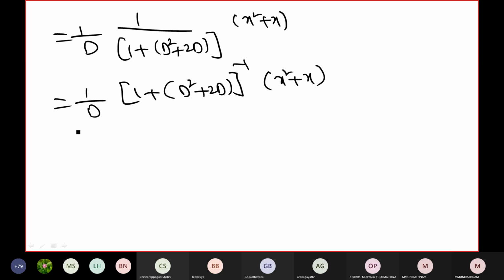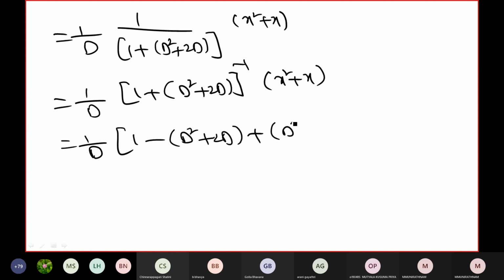By using 1 plus x whole inverse, 1 plus x whole is 1 minus x plus x square minus x cube. We don't need the x cube, because we have x square plus x.